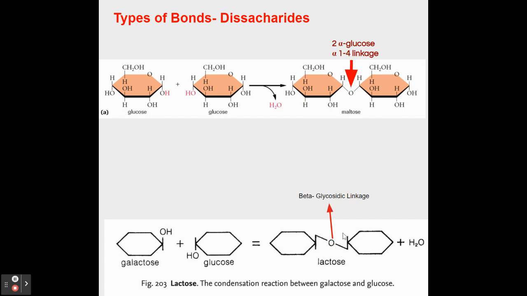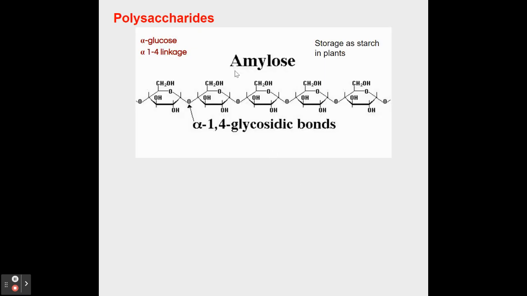This is known as a beta glycosidic linkage. That's when you have an up hydroxyl group and a down hydroxyl group interacting with each other to form this specific linkage, such as lactose. When you have two alpha glucose molecules, you get a 1,4 alpha linkage. This would be a 1,4 beta glycosidic linkage. Okay, so now we have our polysaccharides.